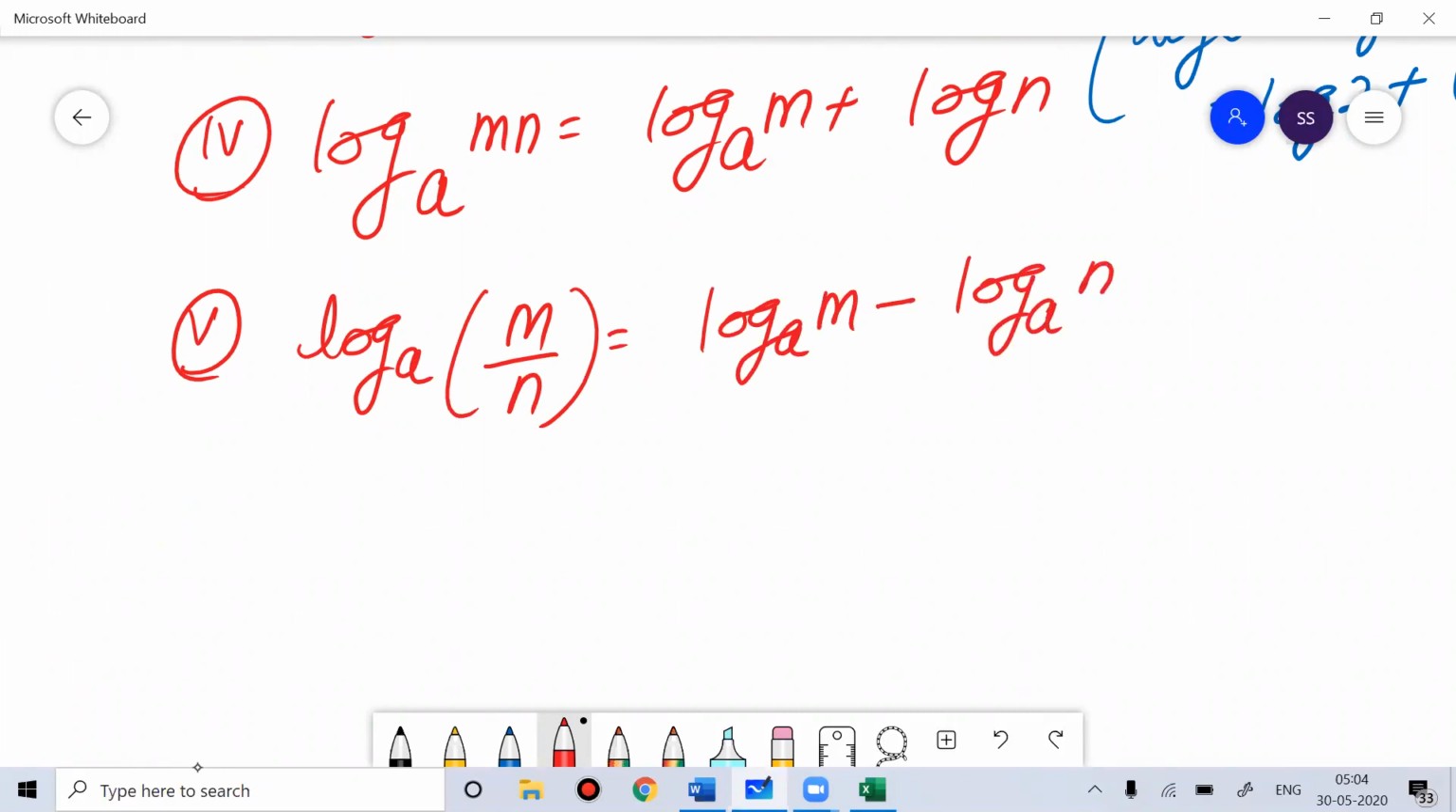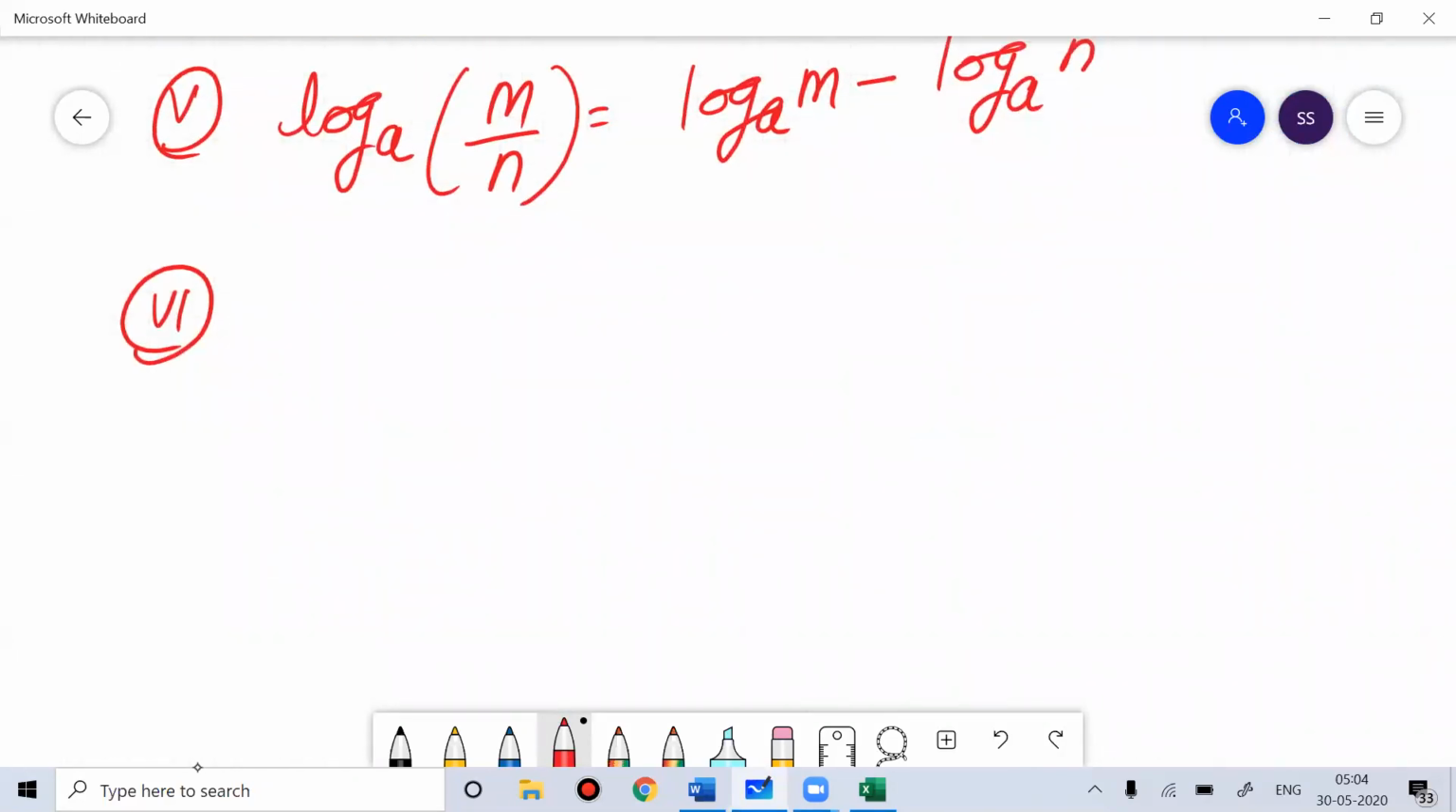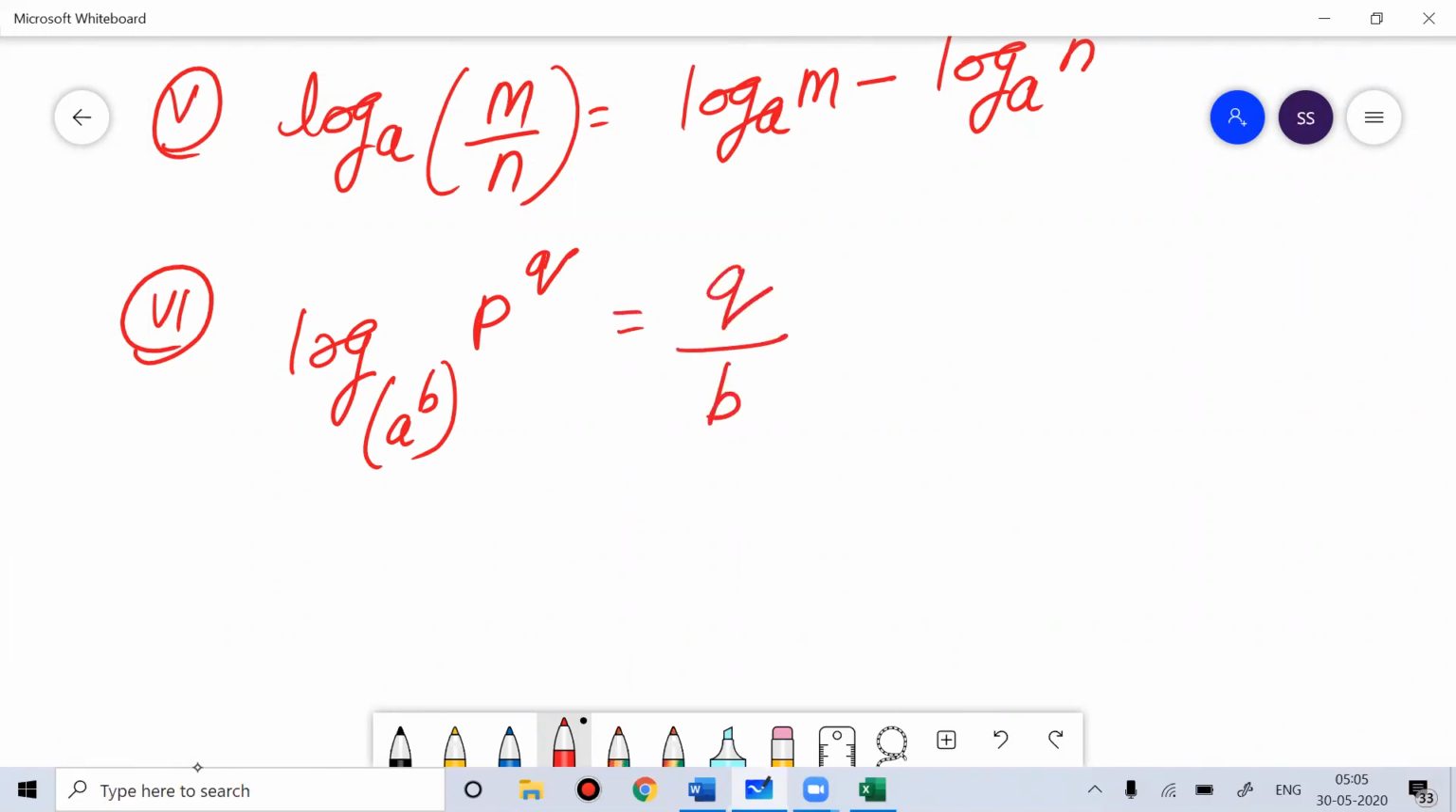Okay, simple. Then suppose you want log where the base is a to the power p and the number is b to the power q. Then the value would be q by p times log of b to the base a. Okay, so you have to understand this. So how to understand this?